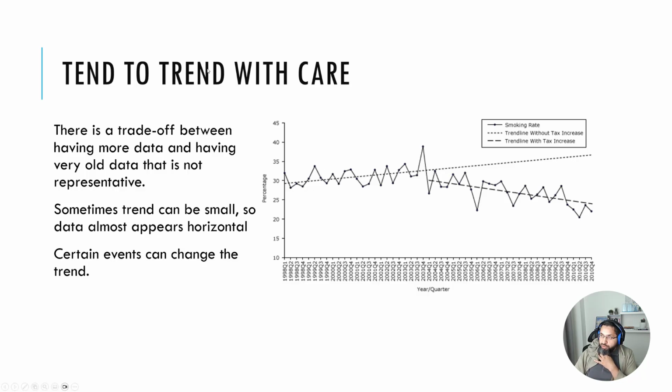So this is important when you do have trend in your data: you have to ask yourself, for whatever amount of data I'm using, do I expect to have just one value of trend, or could trends be changing over this time? Sometimes trend can be small, so data almost appear horizontal, but there could be a small level of trend. And sometimes certain events can change the trend, as shown in this example.